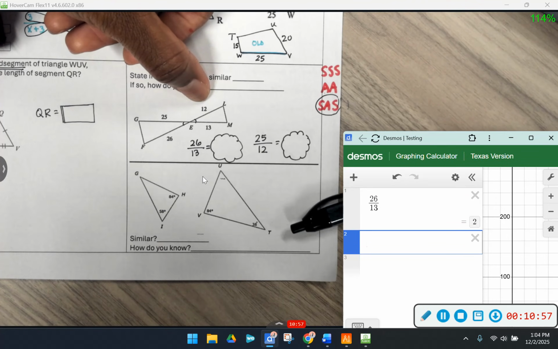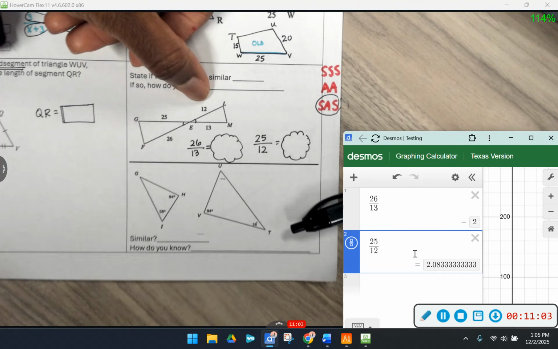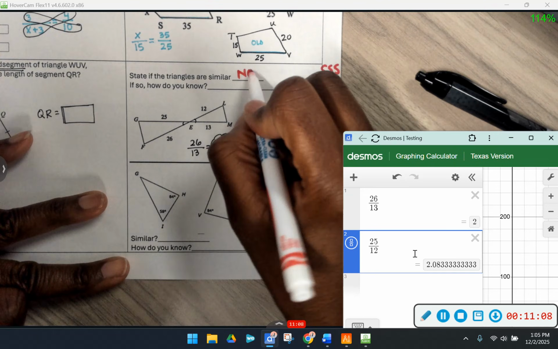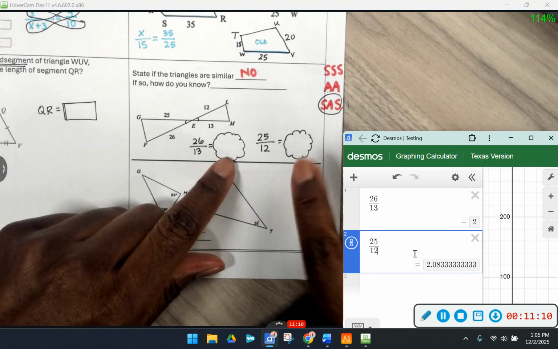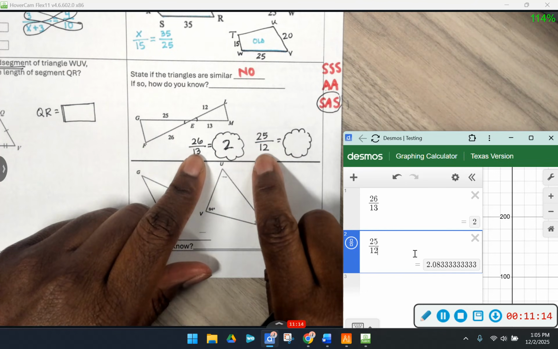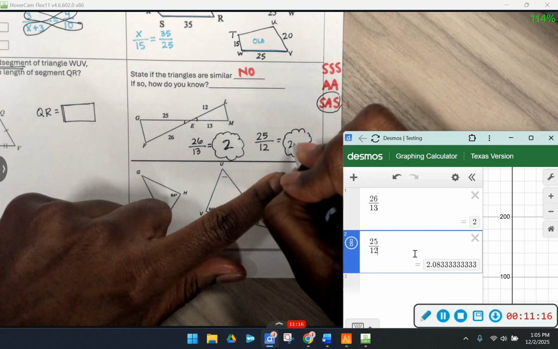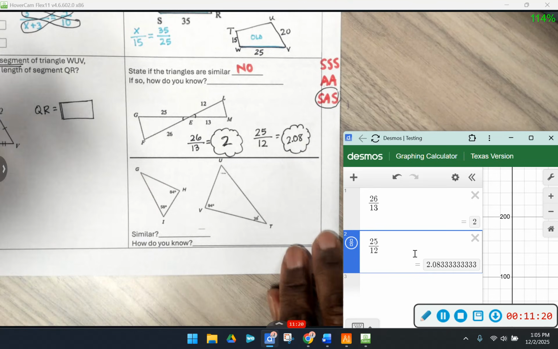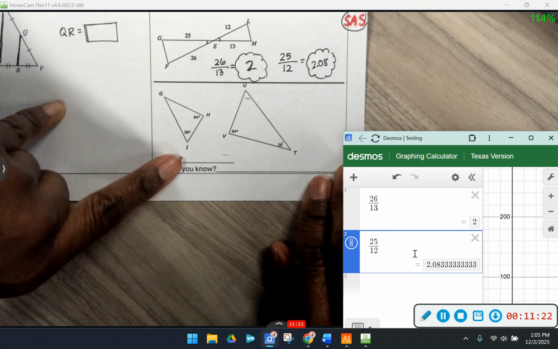So 26 over 13 is 2. 25 over 12 is 2.08. Nope. State if the triangles are similar. No, they're not. Why not? Because these two values are not equal. The two ratios are not proportional. 2.08 and 2 are not the same, okay? So let's look at these ones down here.